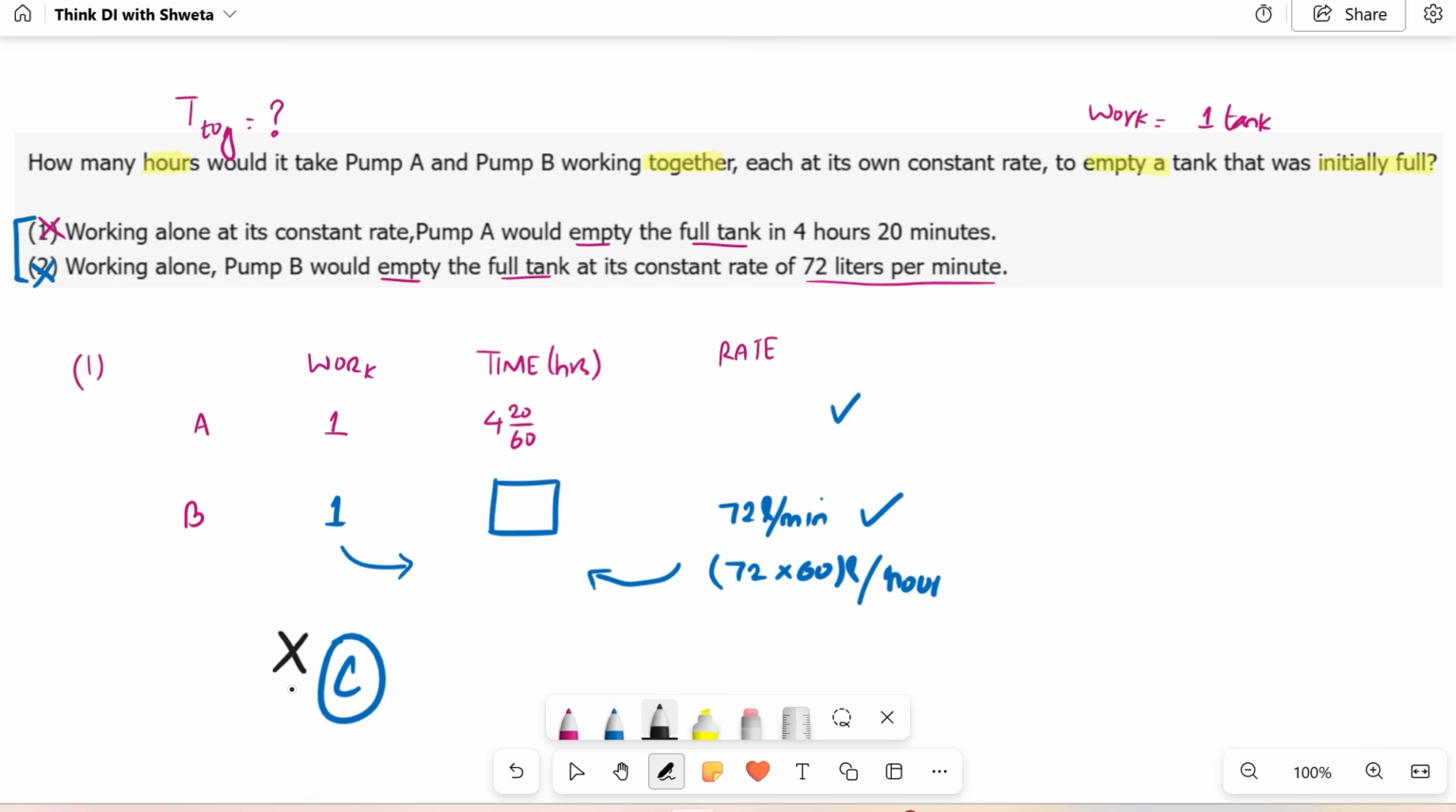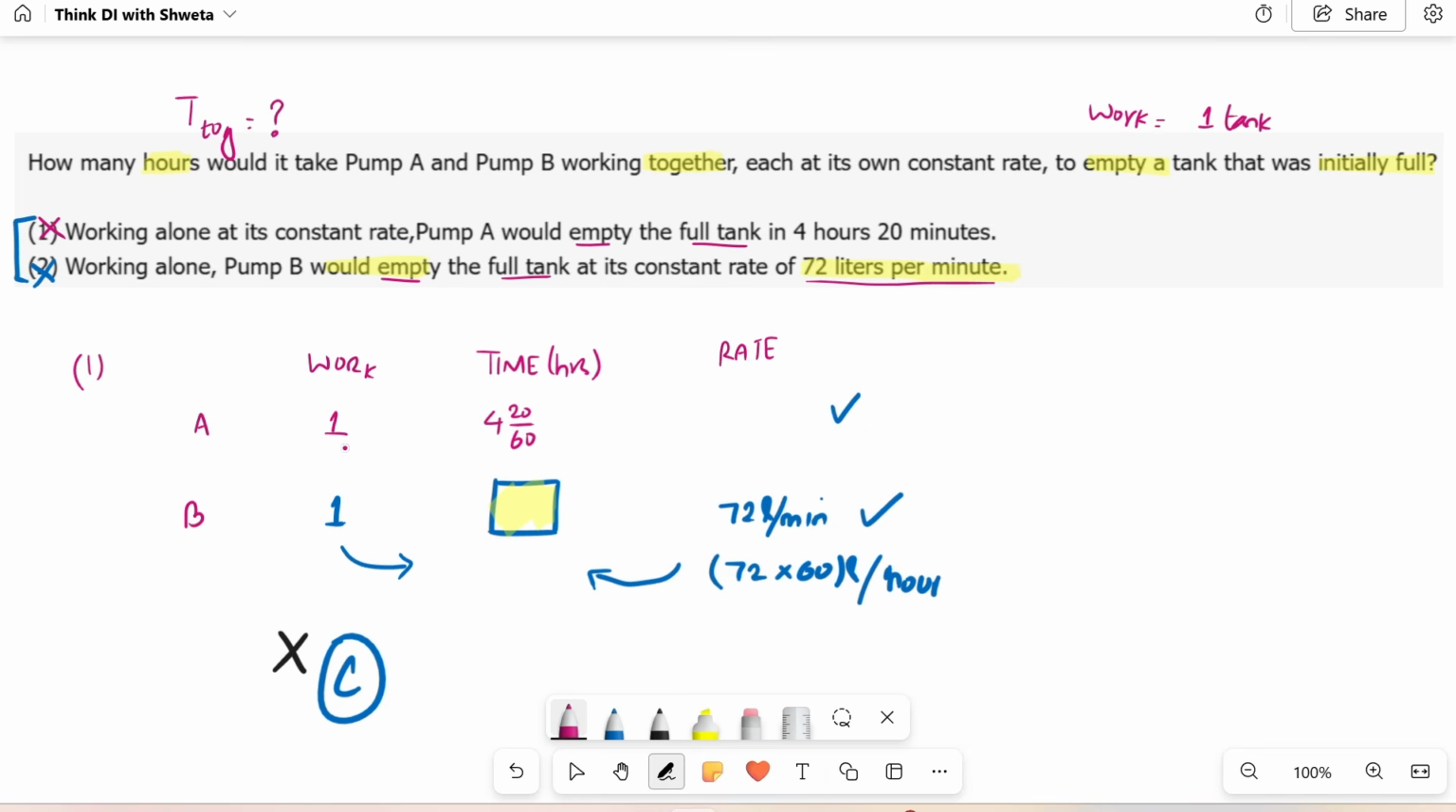Now I'll tell you what's wrong with this. It's a very subtle layer in a medium difficulty question, such a small thing that is so easy to miss. See what exactly went wrong here. It said pump B would empty the full tank at its constant rate of 72 liters per minute. It would empty? Yes, okay, it would. But when? How long will it take for that? You'll be thinking, why can I not just find time like this?